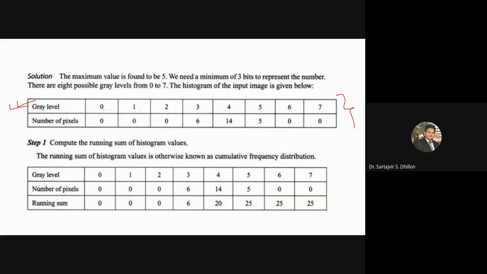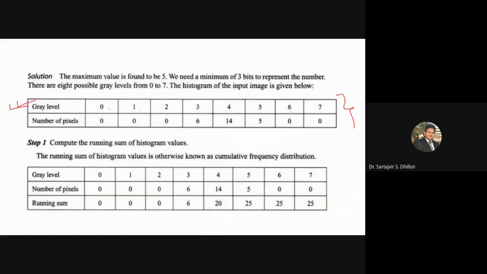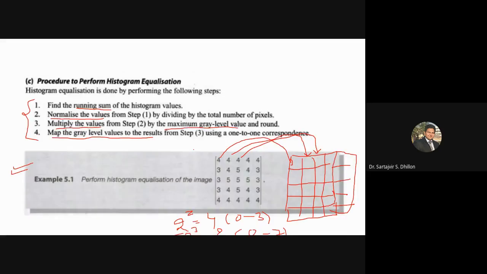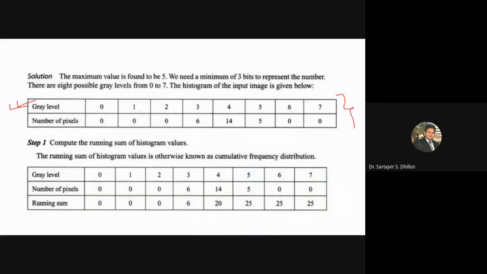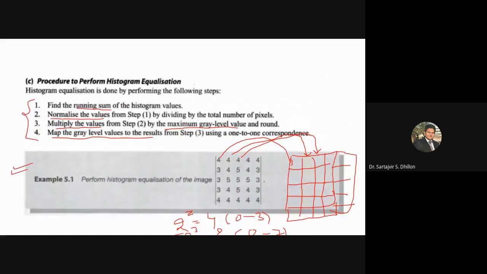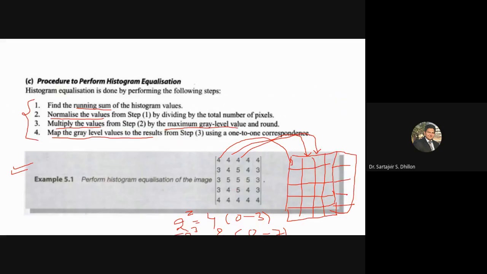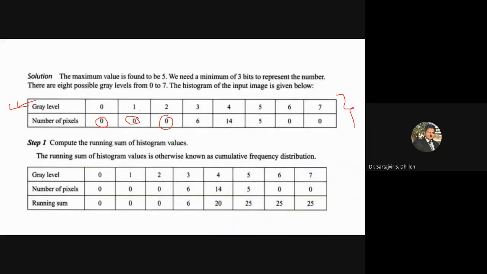And the number of pixels which have gray level 0. Please note that first we put the gray level values from 0 to 7 here. Then we count the pixels which fall under each gray level. Is there any 0? There is no 0, so we write 0 here. How many ones are there? There is no 1, so again we write 0. How many twos are there? There is no 2, so we write 0.